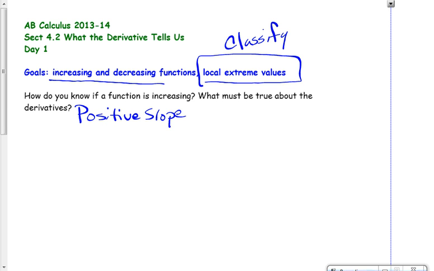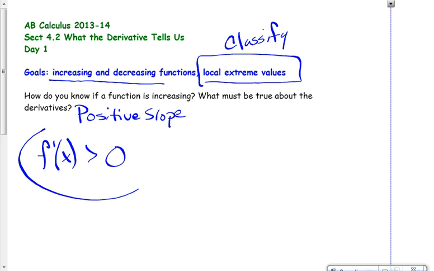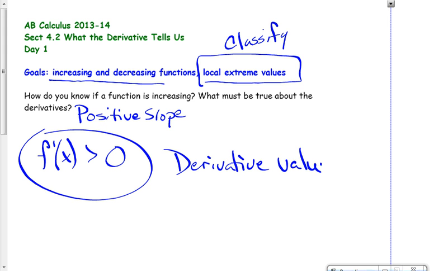How do we know if a function is increasing? F prime, which is the derivative, f prime of x is greater than 0. That's a calculus argument. That's worth points. The first one isn't, but this is a true statement. Positive slope is important to understand, but this is the calculus argument. A function is increasing if the derivative value is positive. That's huge.